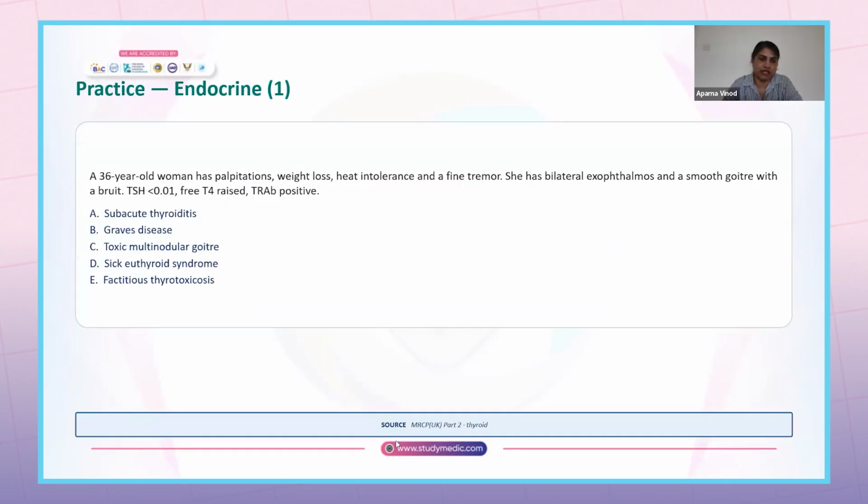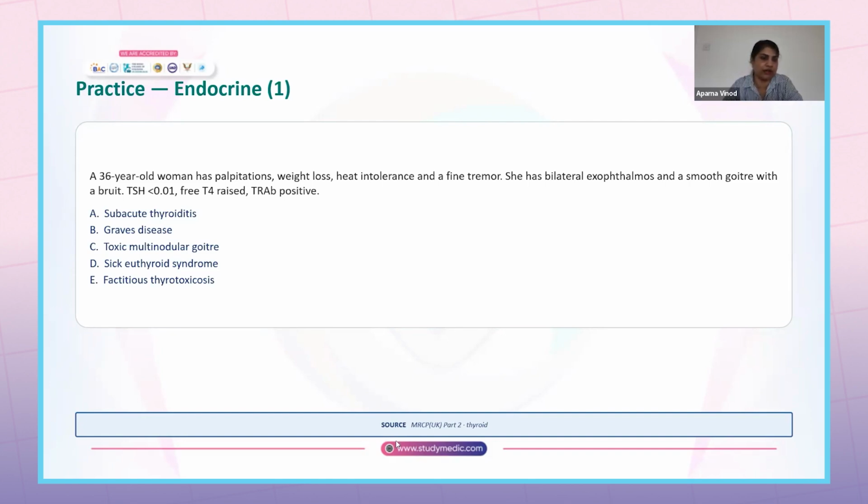So this is a practice question for you. A 36-year-old woman has palpitation, weight loss, heat intolerance, and fine tremor. All are examples of increased thyroid hormone in the blood. She also has bilateral exophthalmos and a smooth goiter with a bruit. That means they are pointing towards Graves' disease. TSH is suppressed, free T4 is raised, and TRAb is positive. So what do you think the answer is?